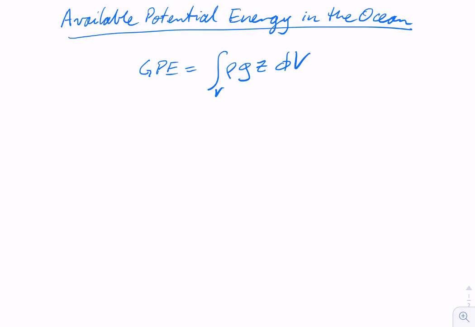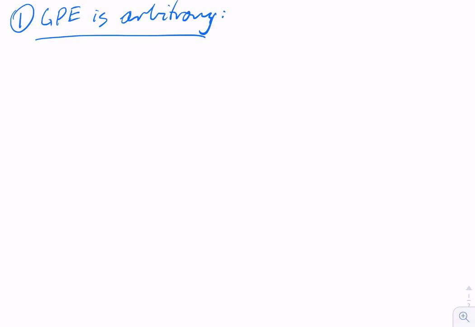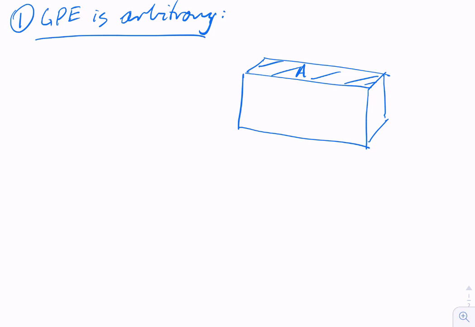Now, there are three reasons why GPE is inappropriate for the ocean. The most obvious is that GPE is arbitrary, in that it depends on the definition of the origin. So to demonstrate this, we're going to use the example of a rectangular box of fluid with surface area A, height h going from ZB at the bottom to ZS at the surface, and constant density ρ0.